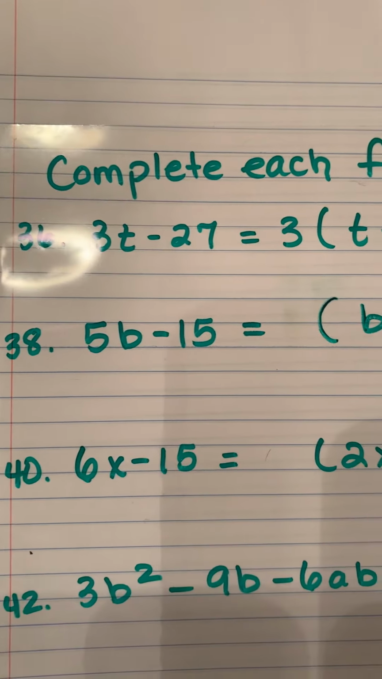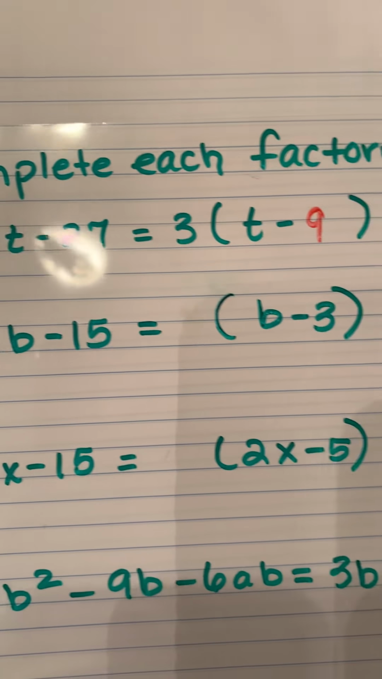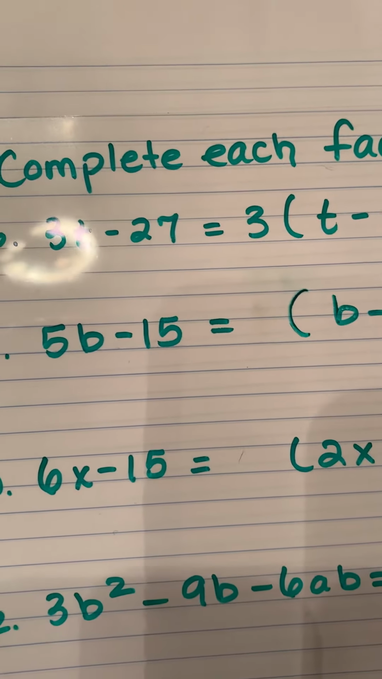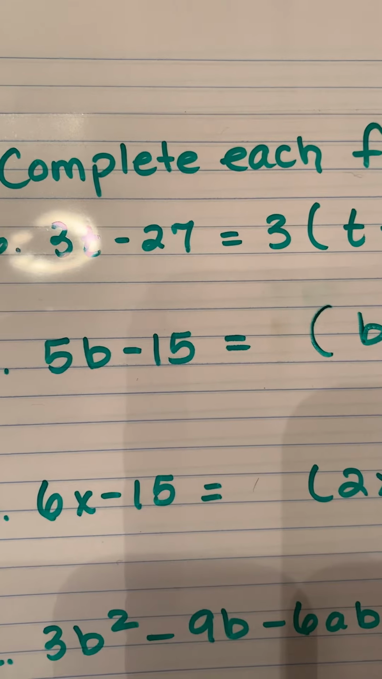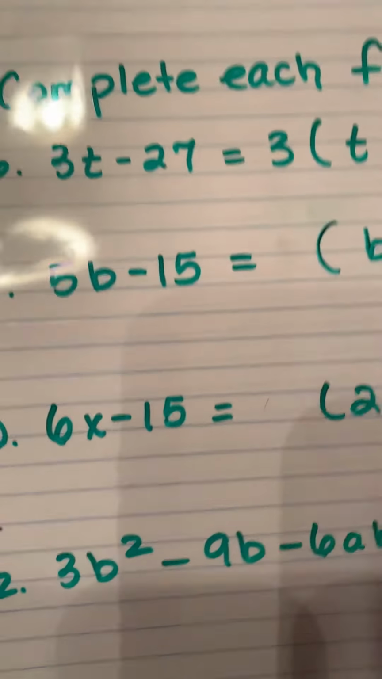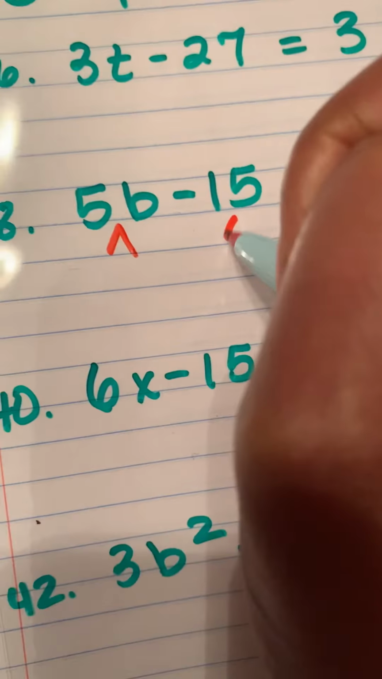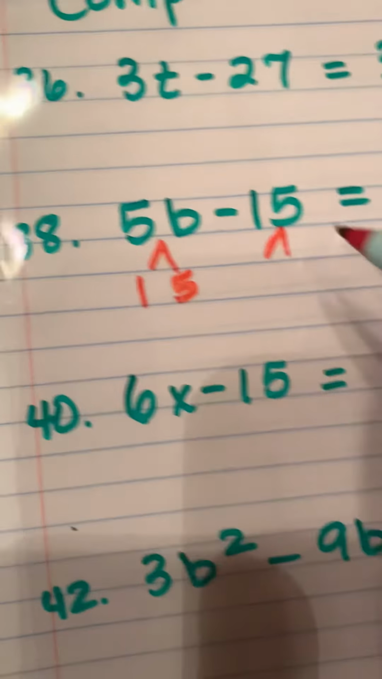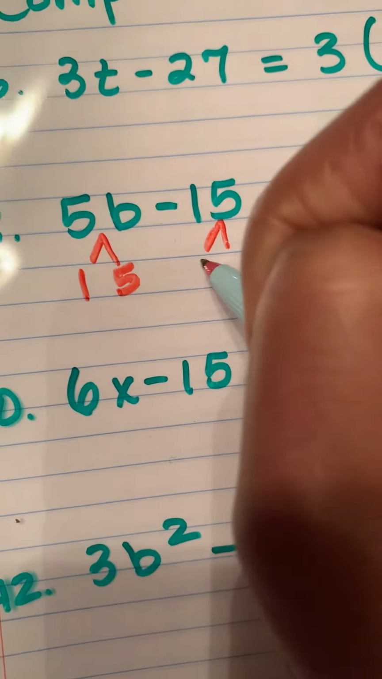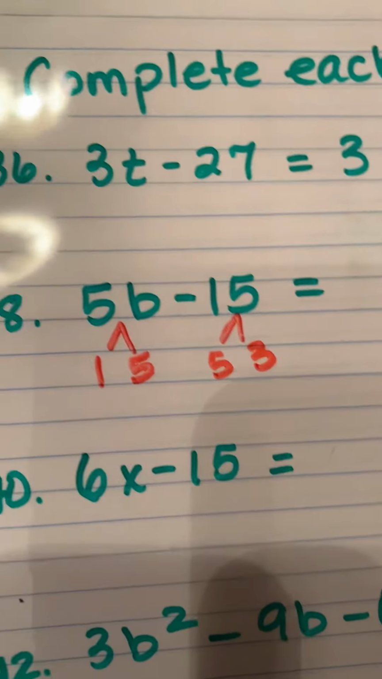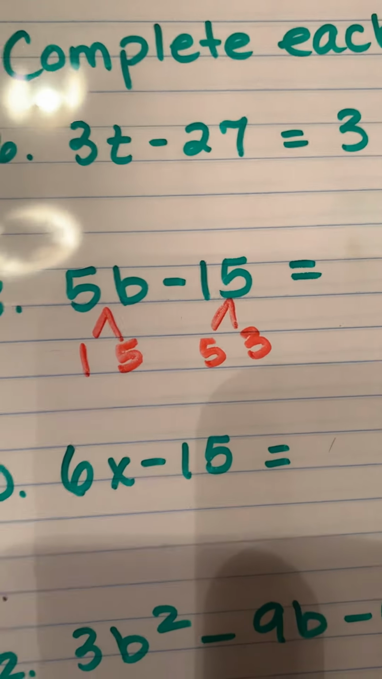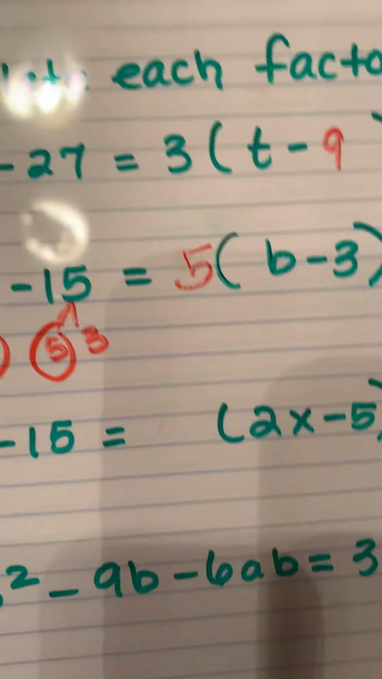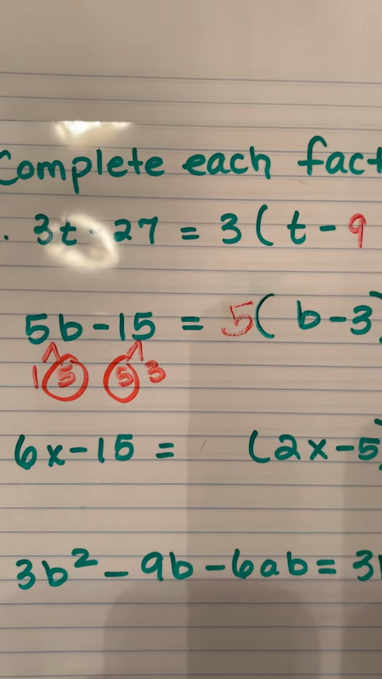The same thing for 38, 5b minus 15. They gave me b minus 3, and it's also in your text. So if I'm thinking about what is the greatest common factor, what do they both have in common? Think about it this way. If you broke down 5b, just like we did before, 1 times 5 is 5. For 15, 5 times 3 is 15. What do they both have in common? You're right, a 5. So that is what you will bring out in the front. They have a 5 in common.